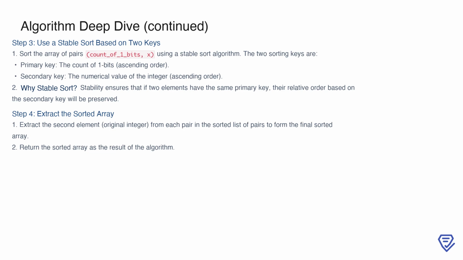equal primary keys. After the sorting step, we extract the original integers from the sorted pairs to construct the final output array. Each integer is taken from the second element of the tuple, and this forms the sorted array that meets the problem's requirements. The result is then returned as the output of the algorithm, completing the process.